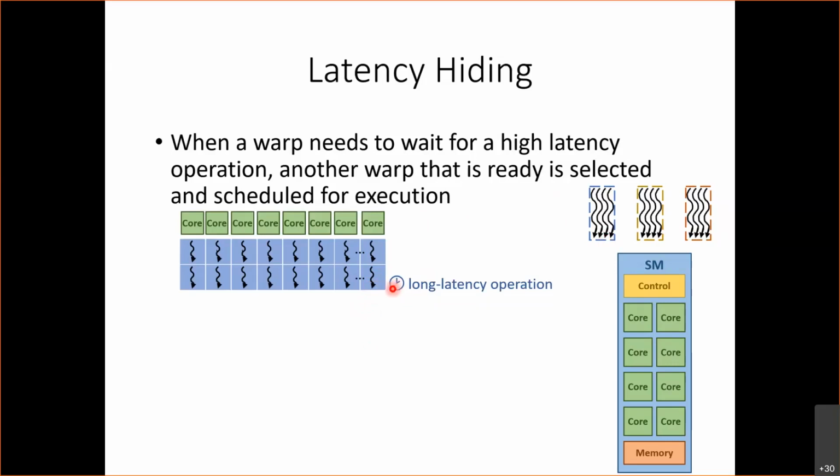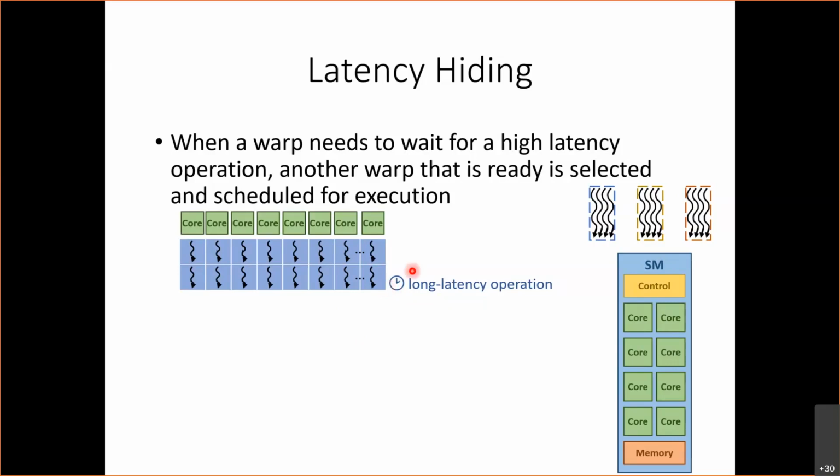This could also be something like maybe the thread executed some arithmetic operation that takes many cycles to complete. Maybe it's executing some kind of multiplication or some floating point operation, and it takes multiple cycles to finish. And the next instruction depends on this previous instruction. So the thread sits there and stalls. The warp has to sit there and stall until the previous instruction is done.